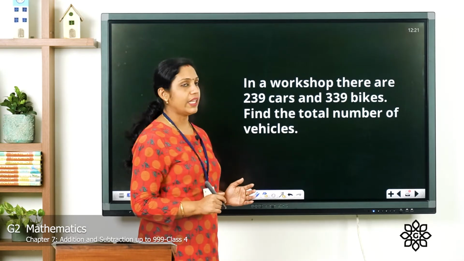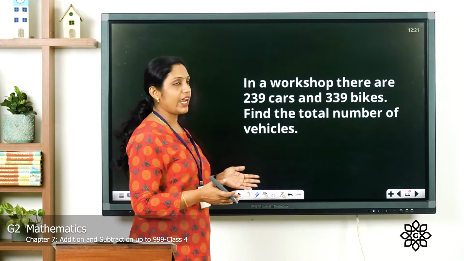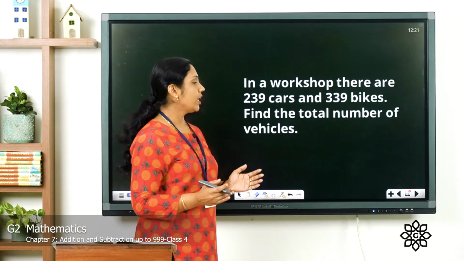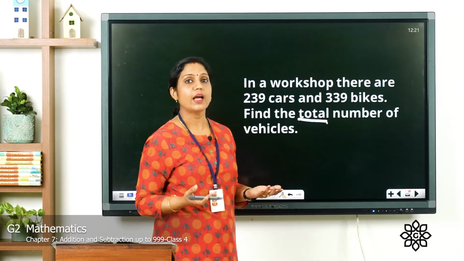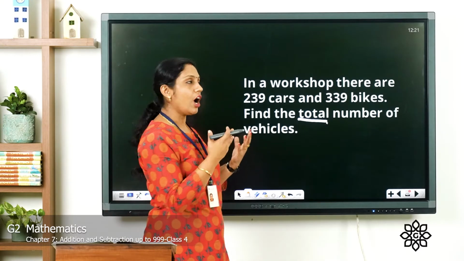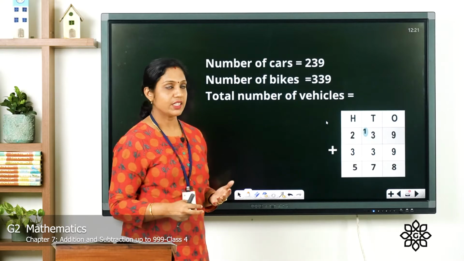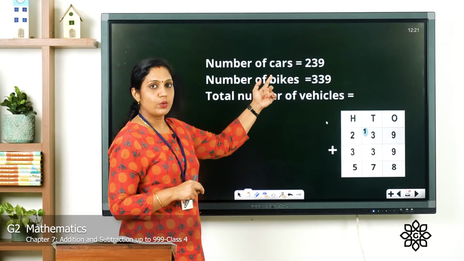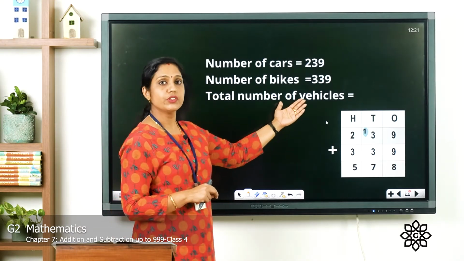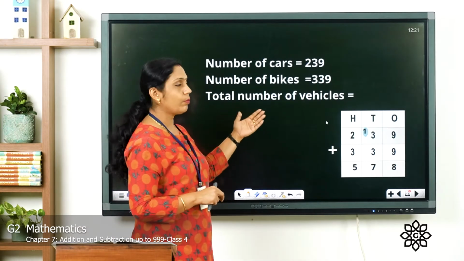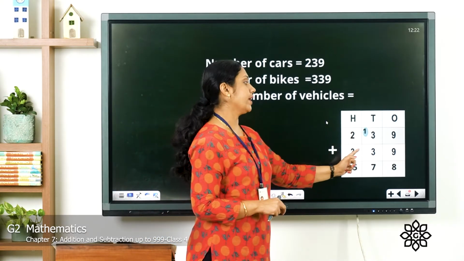In a workshop, there are 239 cars and 339 bikes. Find the total number of vehicles. Here also you can see the question, find the total number of vehicles. So we have to find how many cars and how many bikes there are all together. So let's write the step. Number of cars is equal to 239. Number of bikes is equal to 339. And the total number of vehicles is equal to 239 plus 339.